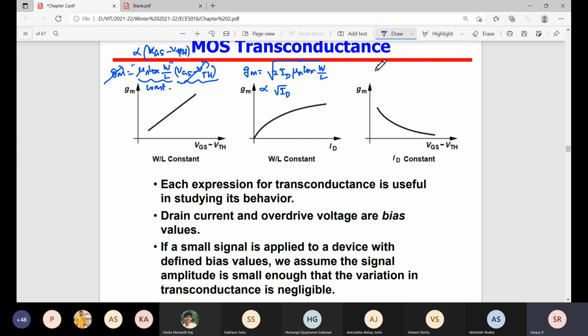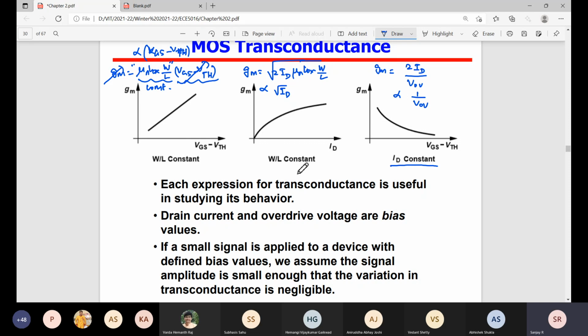Now the next expression, gm equal to 2 ID divided by V overdrive. Fine. Let's assume ID is constant. That means gm is proportional to 1 by V overdrive, inversely proportional. So we can plot gm with respect to these three equations, assuming any one parameter is constant and varying the other parameter.